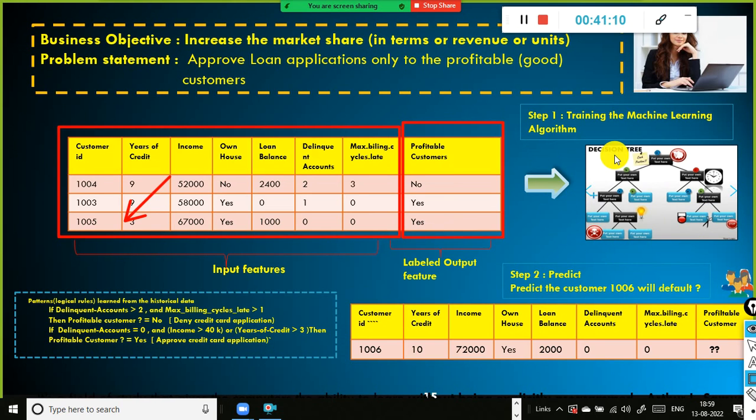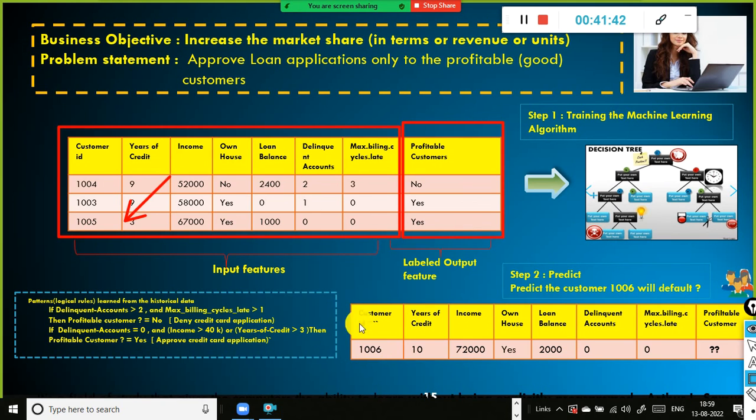The algorithm got trained, and now this algorithm has learned the patterns. If the customer's income is less, and if he is already owning a loan, and if he has no house, don't give him the loan. Likewise, it learns all the patterns. Since this machine learning algorithm has learnt all the patterns, if you apply this algorithm on any new customer, it can make a prediction.